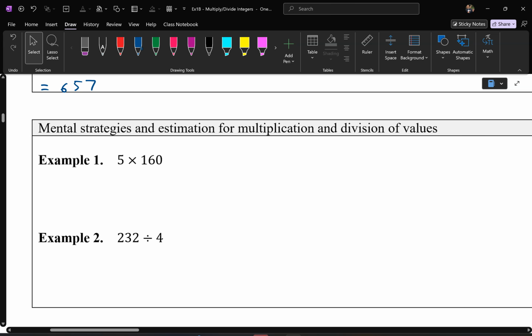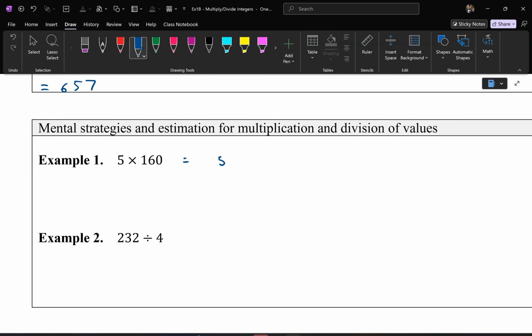5 times 160 is what you can write down. You can break it up into 5 times, and you can do it as 100 plus the 60, or you can do 16 times 10, it's up to you how you want to break it up. But I would break it up into 100 plus 60. That's much easier. Distributive law. Which 2 do I multiply again?